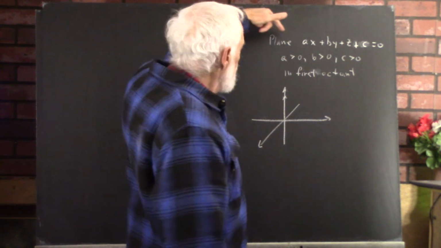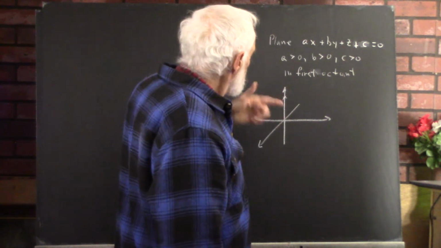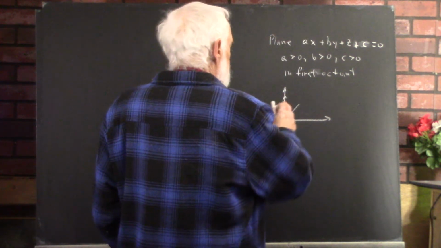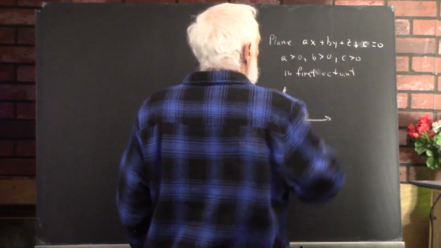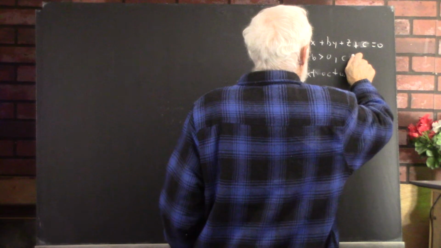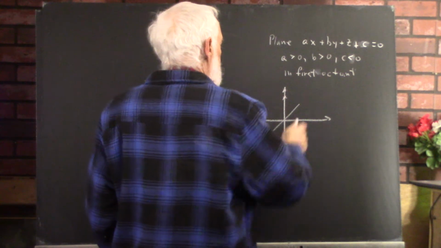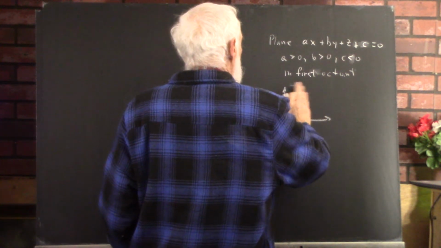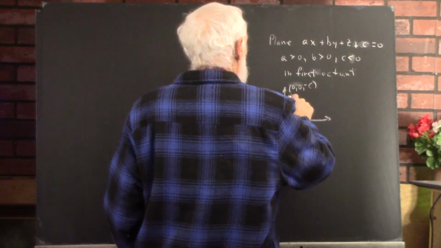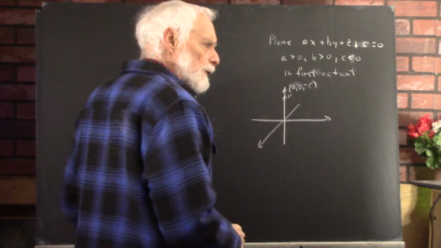Okay, we're going to do a lamina that consists of a plane in the first octant. So to get the plane in the first octant, we get the z-intercept. The z-intercept happens when x and y are both 0. Z is going to equal negative c, so c had better be less than 0, not greater than 0. So here is 0, 0, negative c. If c was greater than 0, you wouldn't have an intersection with the first octant.